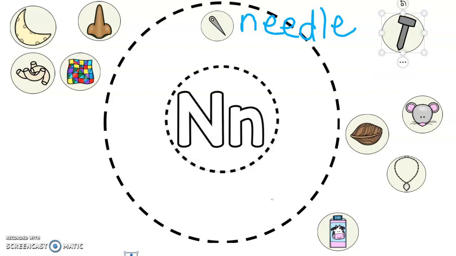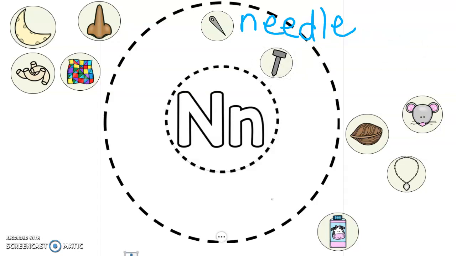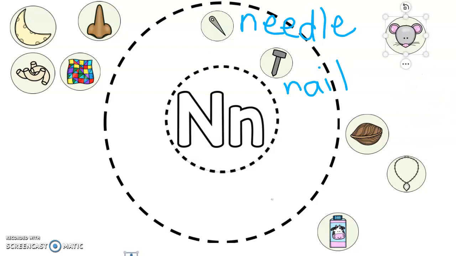My next picture is nail. Nail. Does nail start like N? Yes or no? Yes, it does. So I'm going to move nail into our chart. What sound? How do I write N? Nail. N-A-I-L. Nail.